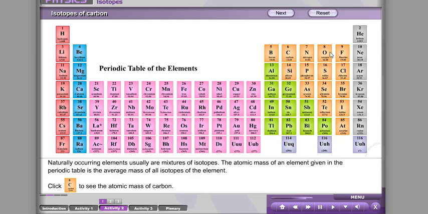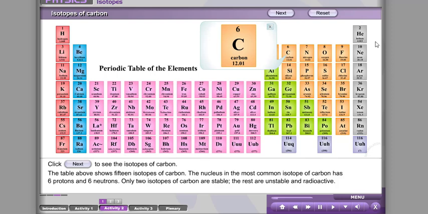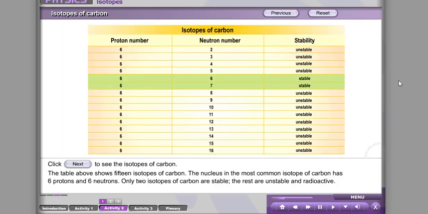Click the carbon button to see the atomic mass of carbon. Click the next button to see the isotopes of carbon. The table above shows 15 isotopes of carbon. The nucleus in the most common isotope of carbon has 6 protons and 6 neutrons. Only 2 isotopes of carbon are stable. The rest are unstable and radioactive.